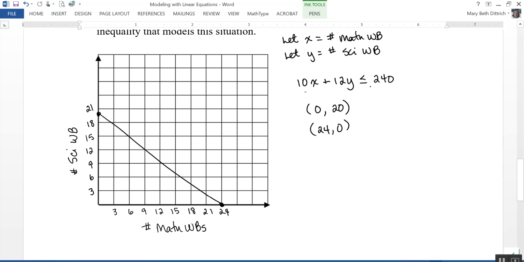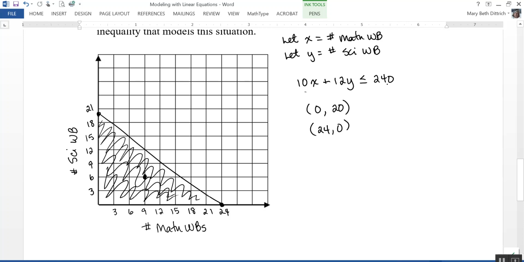And since my inequality was a less than, it's going to be this region down here. So this is going to be where my solutions lie, which technically I probably shouldn't be shading because you can't buy a fraction of a math or science workbook. An example of a possible solution to this, let's just pick a point here. Let's pick this point right here. So what that says is that if I buy 9 math workbooks and 6 science workbooks, I actually have enough money to do that because that's going to be less than $240.